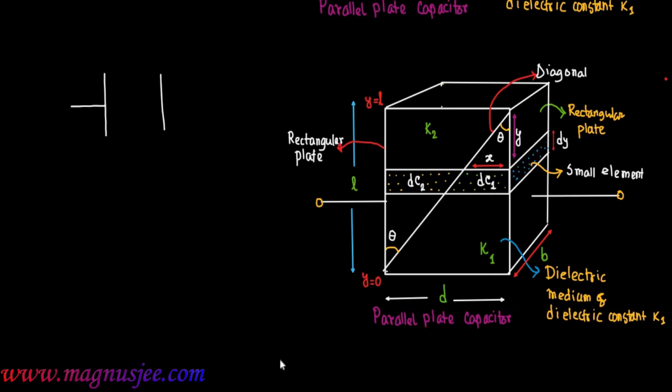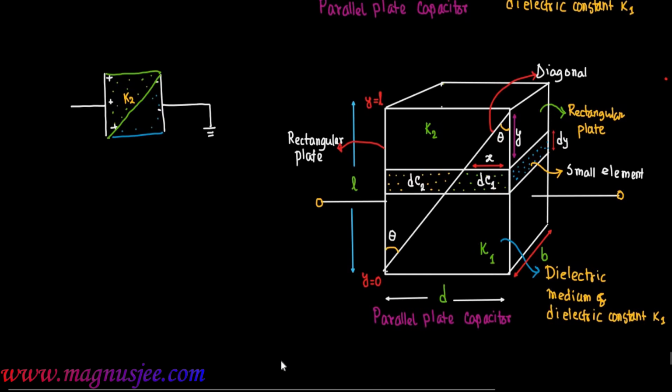Again, we can show in what way the gap between the two rectangular plates is filled with two dielectric media diagonally. This is the diagonal, and two dielectric media are placed in the gap diagonally as shown in the figure. This is a dielectric medium of dielectric constant K2, and we have another dielectric medium placed this way, and this dielectric medium has dielectric constant K1.